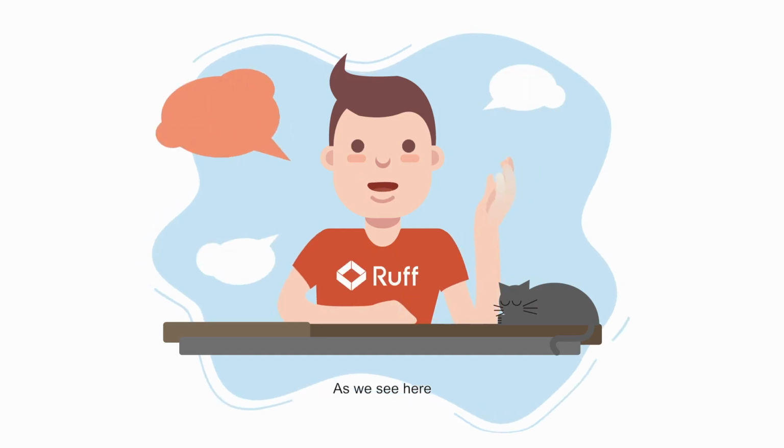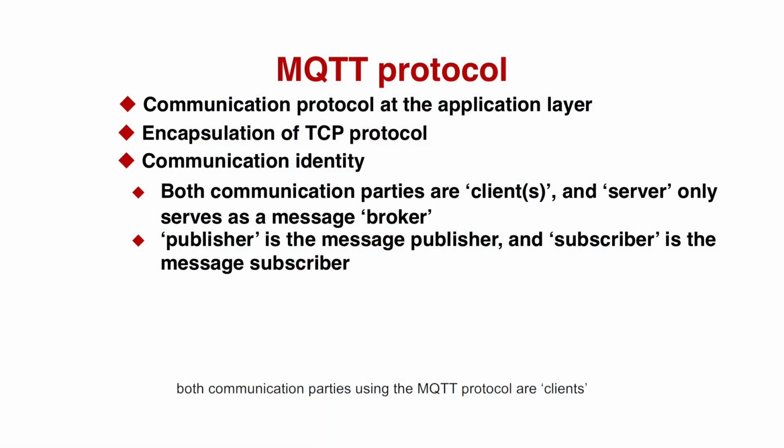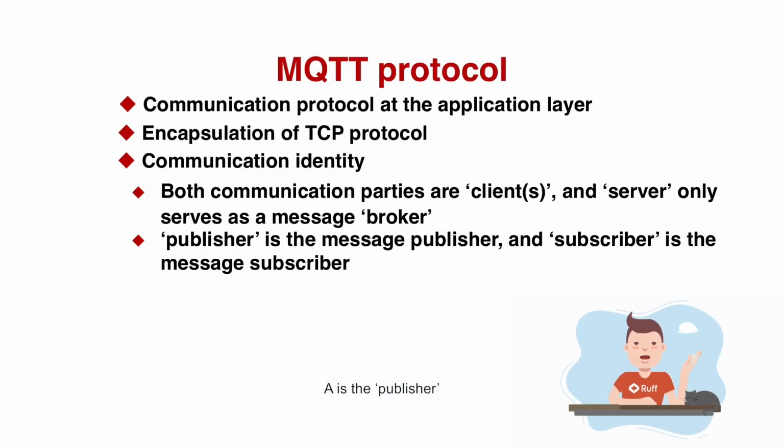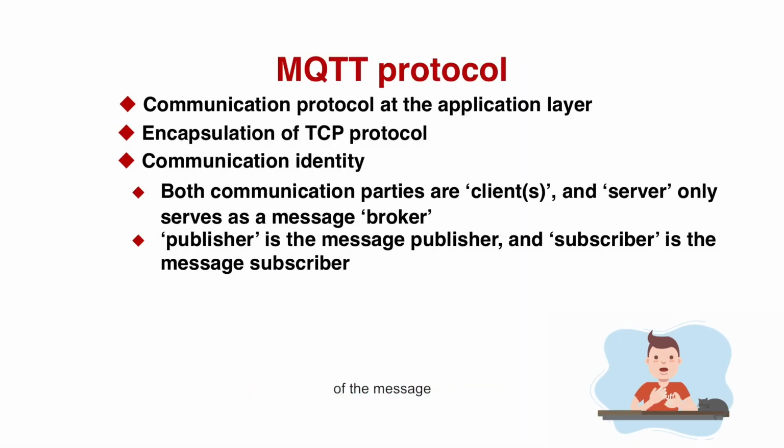As we see here, both communication parties use the MQTT protocol as clients, and the server is only a message broker. It is responsible for forwarding messages. In terms of communication, if A wants to send a message to B, A is the publisher of the message, and B is the subscriber of the message. Under such a precondition, A can send messages to B.